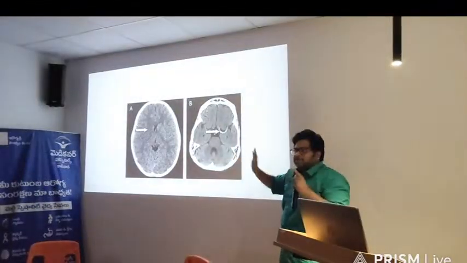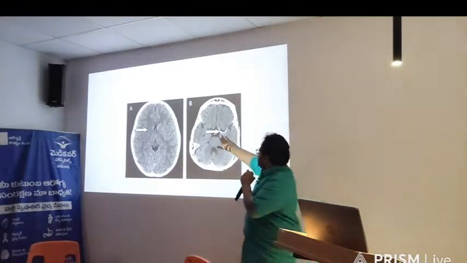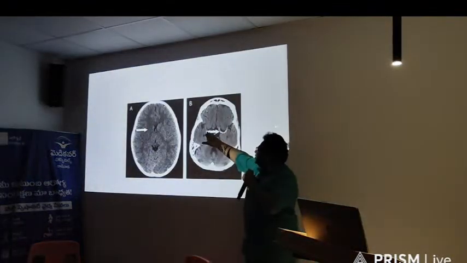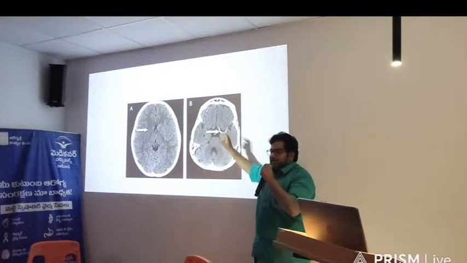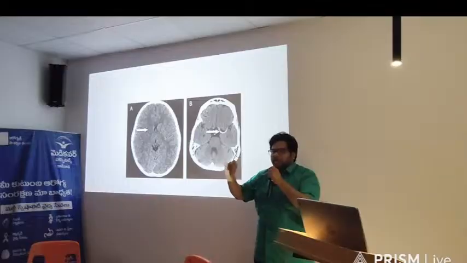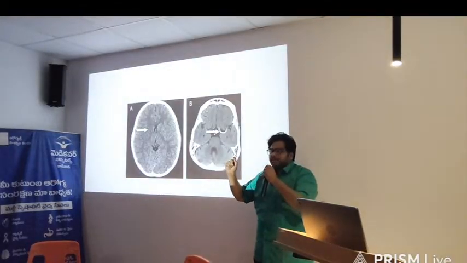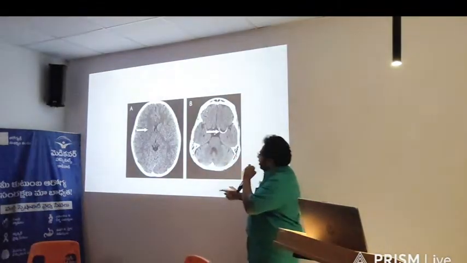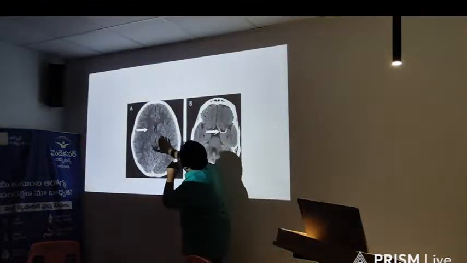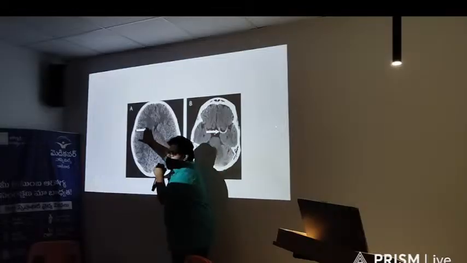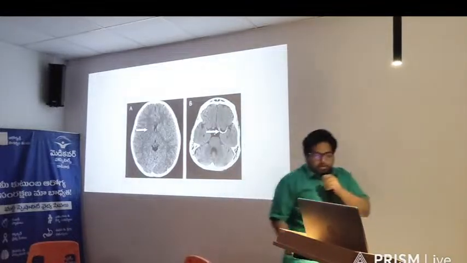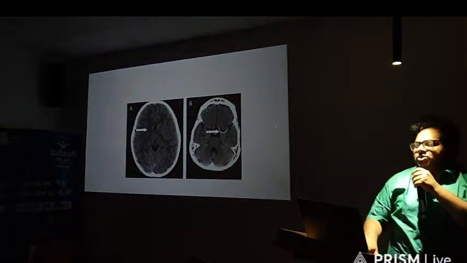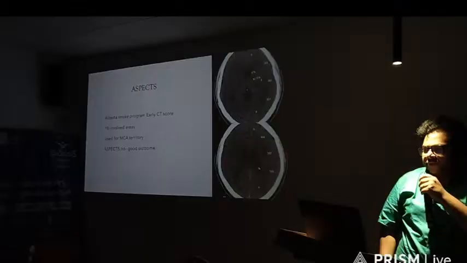Am I audible to everyone, clear till now? So you can see this white color thing which is not seen here. This is called the hyperdense MCA sign, which indicates that the MCA is occluded, and the thrombus present inside the blood vessel appears hyperdense on CT. Coming to here, on this side you can see the white and black color, whereas here we are not able to see the white and black color, and this is called loss of gray-white matter differentiation, which is a soft sign that we can pick up on CT.